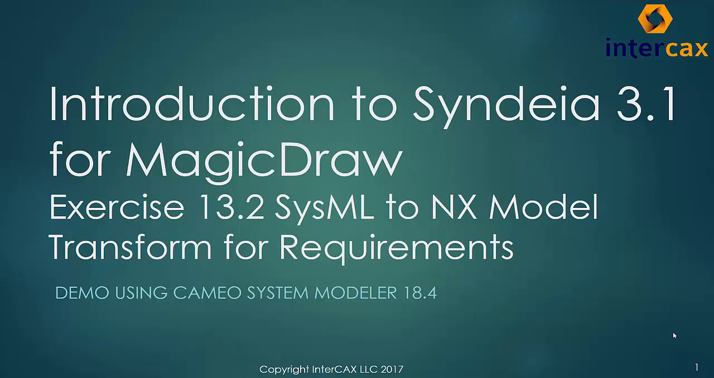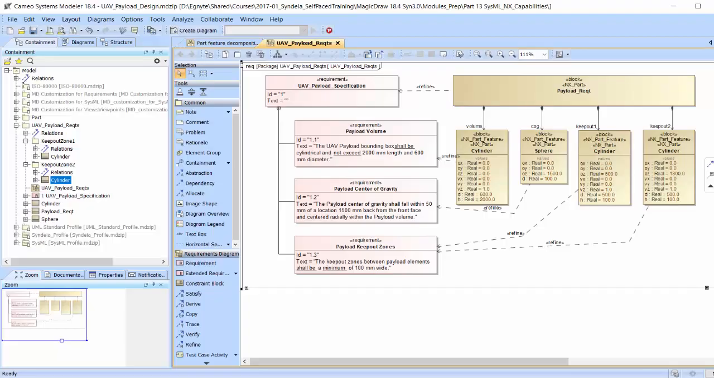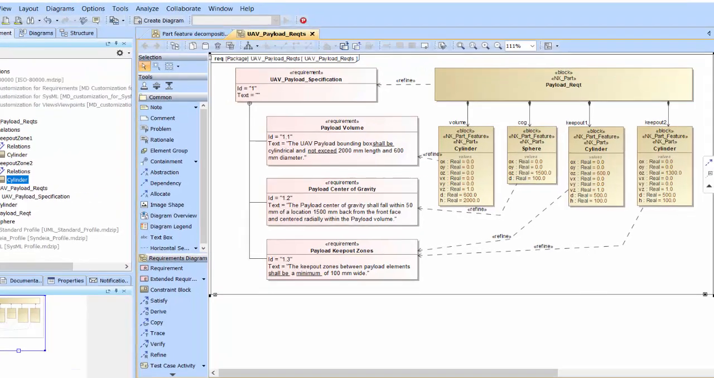In this video, we will demonstrate how to construct such a requirement by geometry and transform it into an NX part. Let's consider a set of requirements captured in MagicDraw, as shown in this requirements diagram.